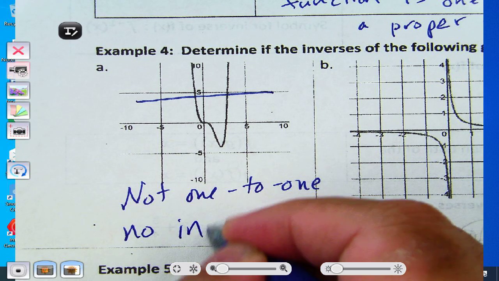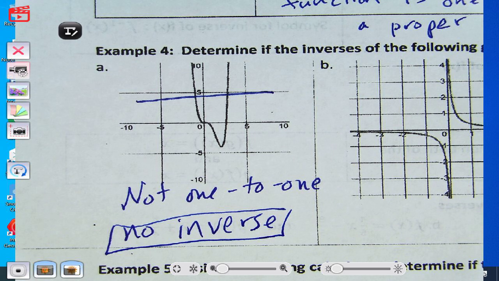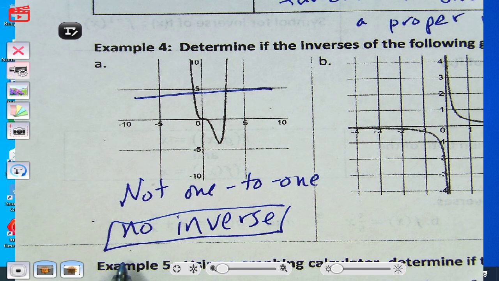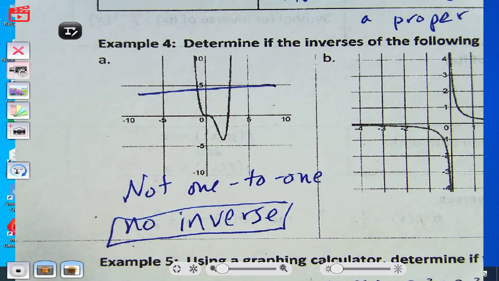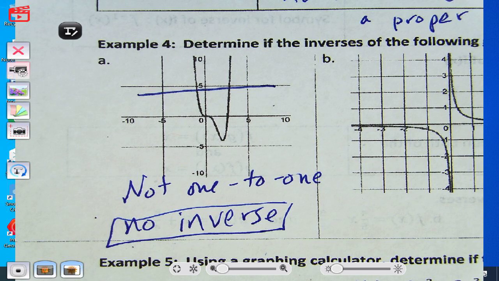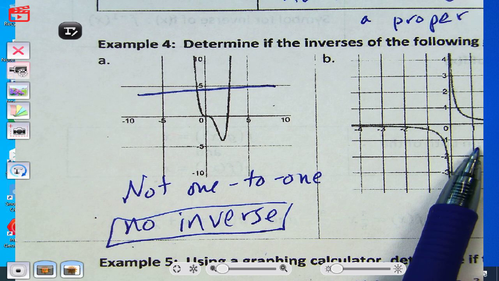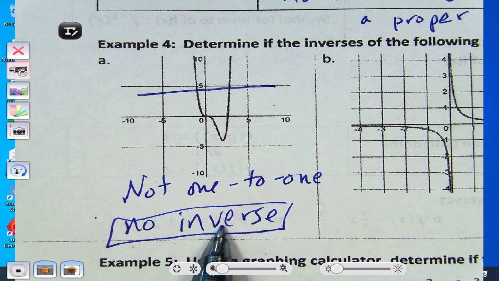You can just say no inverse. But this is the important part of the answer. No inverse. You don't have to write not one-to-one, but the answer I'm looking for is no inverse. That's it. That's all we're doing. So you're going to have a graph. You're going to try to draw a horizontal line and hit it more than once. If it hits it more than once, there's no inverse.